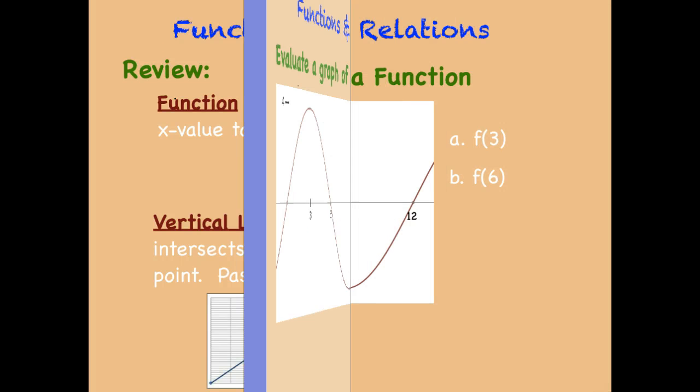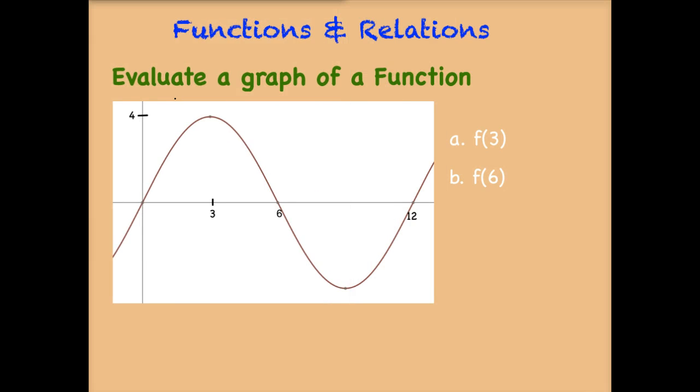Let's move on. Evaluate a graph of a function. This is just to help you understand function notation and make sure you remember how to do this. So let's look at this first one. This is f of 3. So we are trying to evaluate the y value when x is 3. On our graph, we go to where x is 3, and we look up here, and we can see that the y value is in fact 4. So f of 3 is equal to 4 on this sinusoidal function.